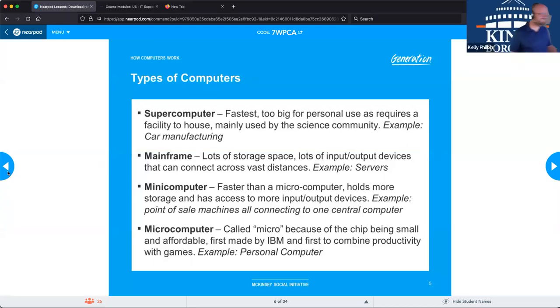No worries. So we have the mainframe, which tends to have a ton of storage, lots of input and output devices, and can connect across vast distances. The general example they would use for something like this would be servers, like you would use in office buildings and things like that.